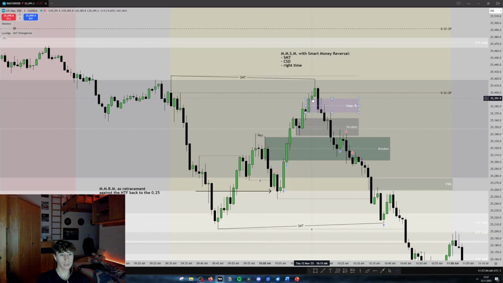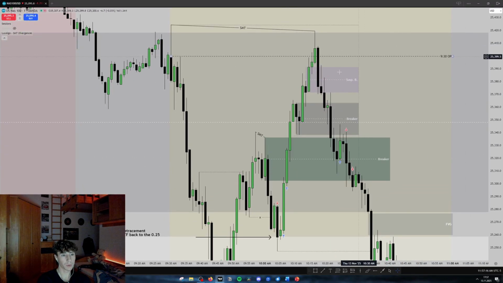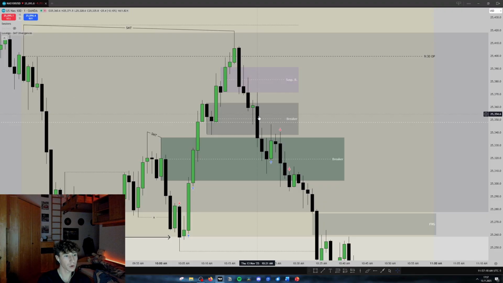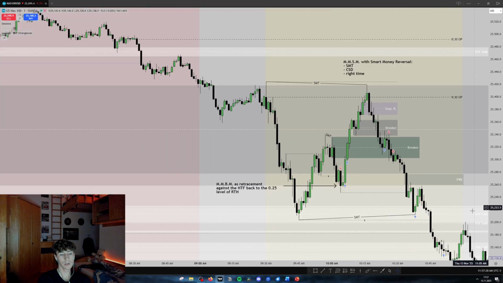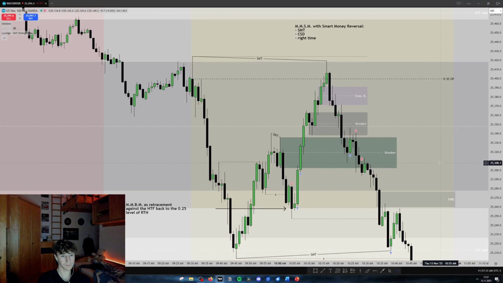And what you can see right here is that we reacted perfectly to the suspension block. We closed below it right here, traded just a bit above consequent encroachment, traded lower, and right here we traded perfectly to the low of the suspension block, expanded lower, closed below the bearish breaker right here, closed above consequent encroachment, traded to the breaker, traded lower, closed above it, traded lower. So really good delivery in here.